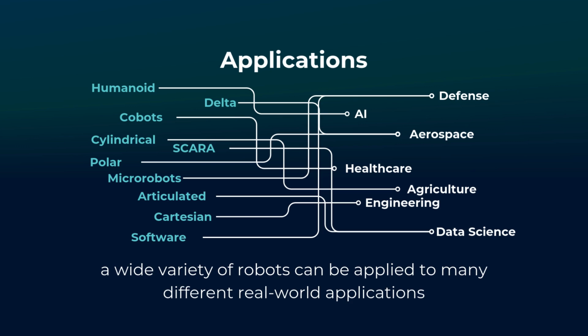Robotics is a huge field with a wide variety of real-world applications. Some different types of robots include humanoids, cobots, microbots, and software robots, for example. These robots can be used for anything from defense, aerospace, agricultural, or even more.